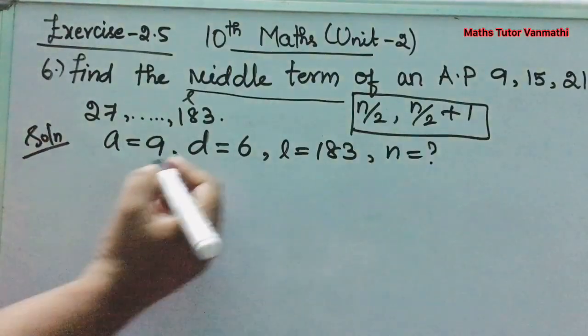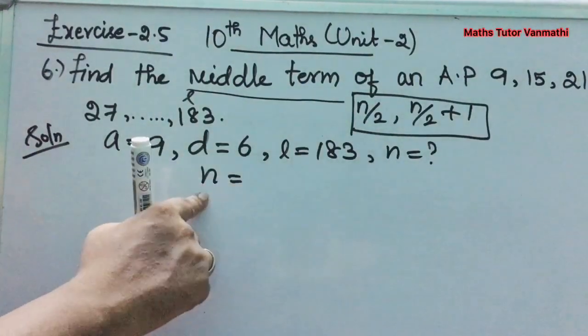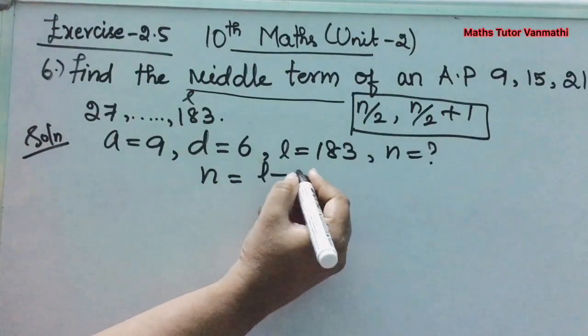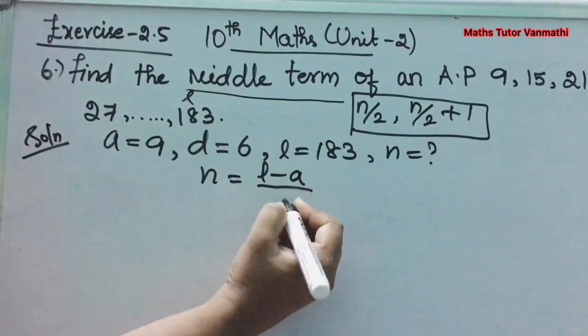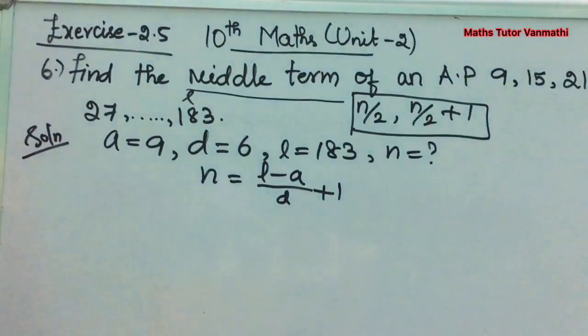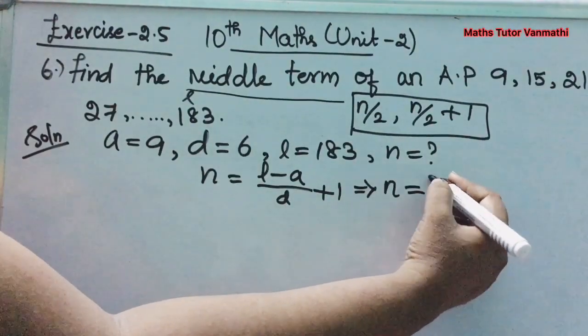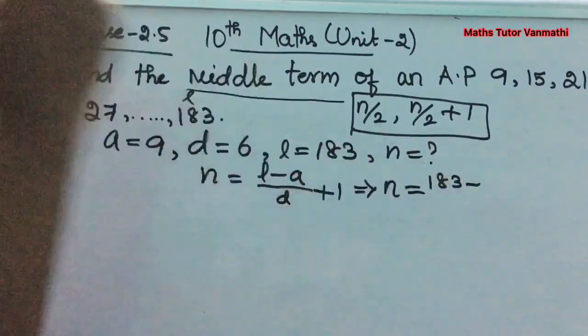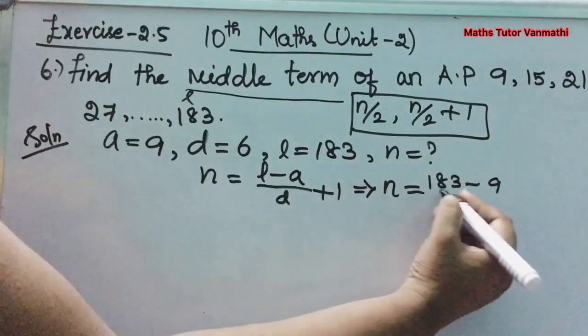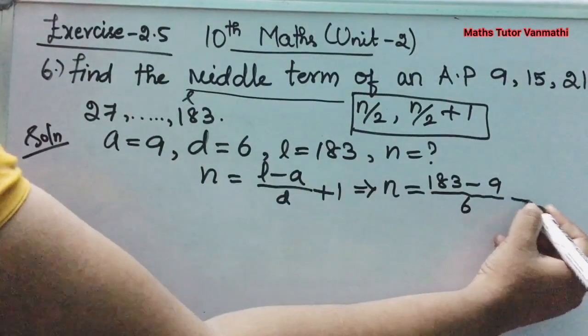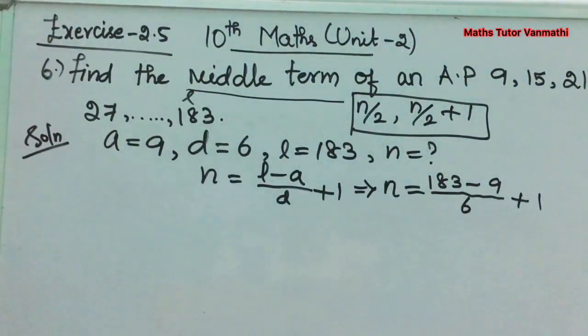Next. What is your formula for n? That is, to find n, what is your formula? If they have given the last term, it is L minus A divided by D plus 1. Clear? So, substituting the values you will get. What is your L? 183 minus what is your A? 9, whole divided by what is your D? 6, and plus 1. Clear?